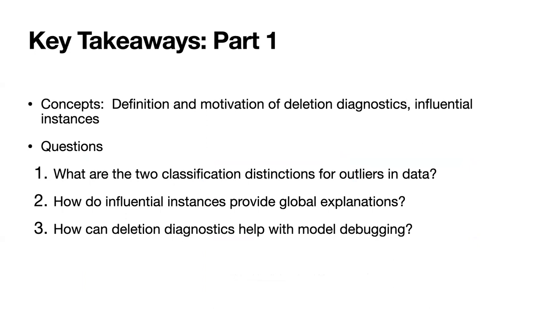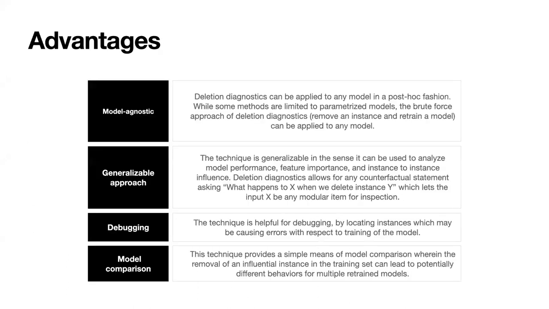I'll let you reflect on the questions here, but perhaps one question we can tackle is the third one, in terms of how deletion diagnostics helps with model debugging. The answer here is that because you are trying to understand what the model might have done improperly, you're basically identifying the most critical instances and seeing whether the labels that you provided to these instances are reflective of how the model is supposed to behave. And if you find problems in these instances, then you can go back and analyze what the model is doing incorrectly, right? So they are extremely useful for model debugging.